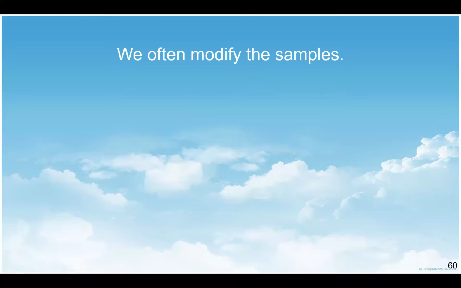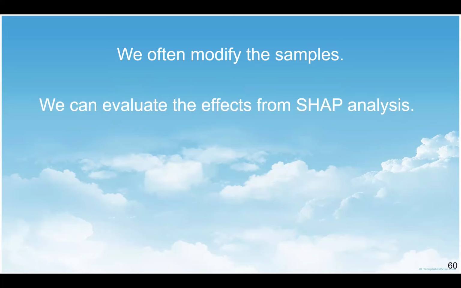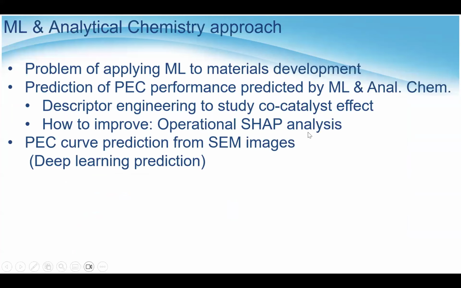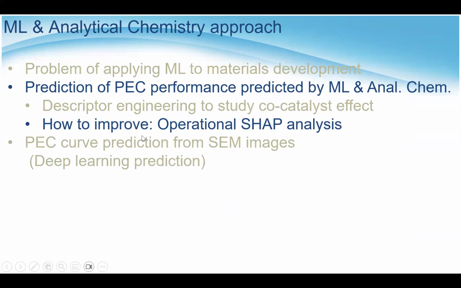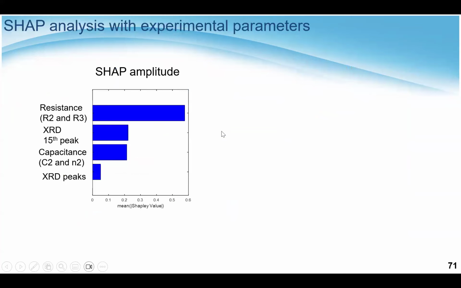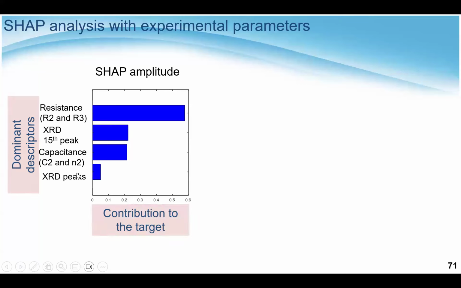So what I want to say is we often modify the samples, right? But we can evaluate the effect from the SHAP analysis. So another recent progress is how to improve. So we developed the operational SHAP analysis. We want to improve the materials, right? So I show the SHAP amplitude, something like this. And this one is the dominant descriptors. And this value is a contribution to the target.